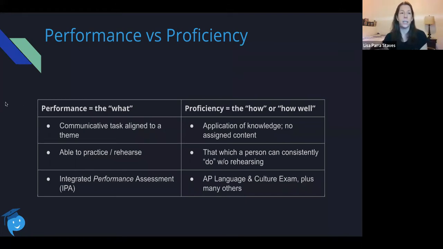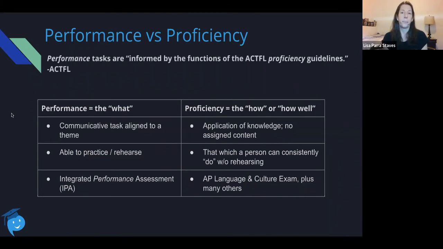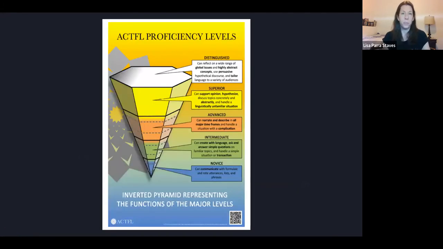Okay, Grant, we can head to the next slide. You're giving credit to ACTFL. Performance tasks are informed by the ACTFL functions. So here, this is hopefully a graphic that you're familiar with from ACTFL, the inverted pyramid, where novice is at the bottom, moving upwards through the proficiency levels. And this also shows that the further up you move in proficiency levels, the longer it takes to transition to that next level. So next slide, Grant, please.